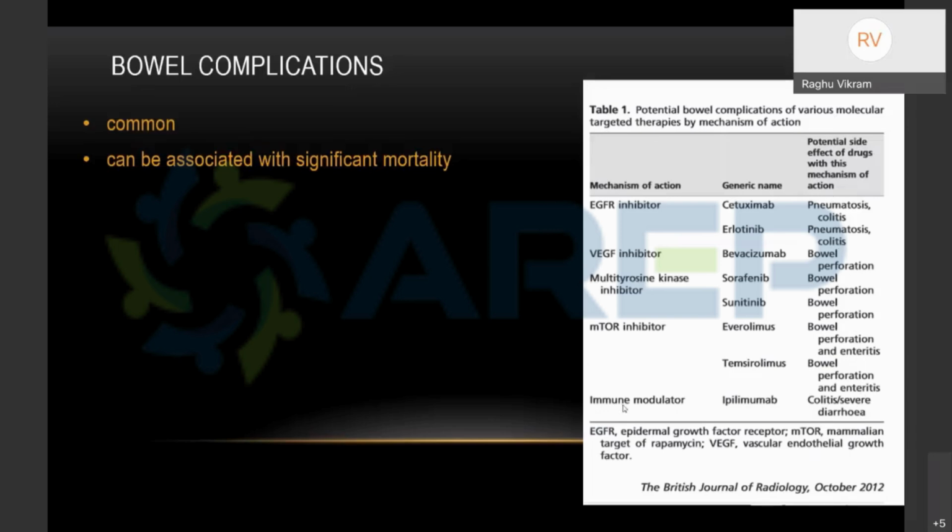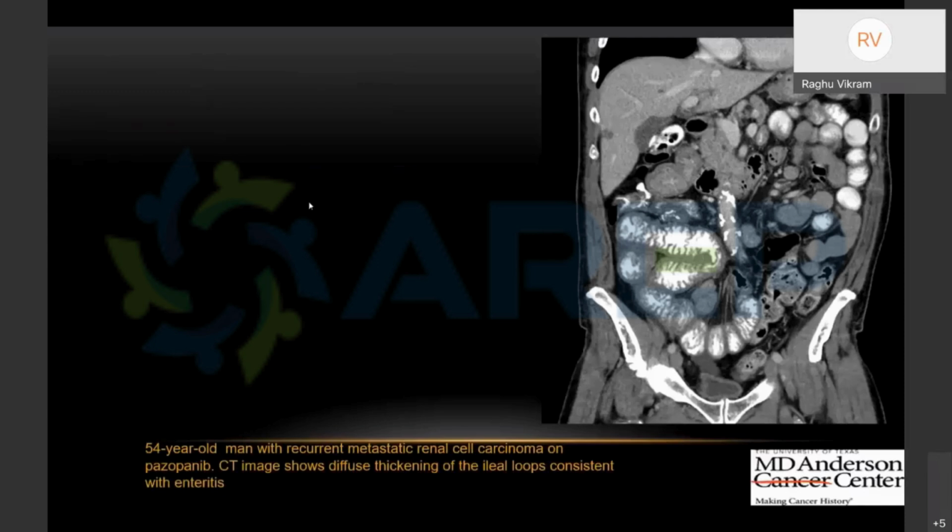If you look at immune therapy, most common is colitis. Right? So one of the more worrisome for me is bowel perforation. And bowel complications are very common and can be associated with significant mortality. This is a very common scan in our practice. Patient with renal cell carcinoma treated with pazopanib. I don't even have to know the history.